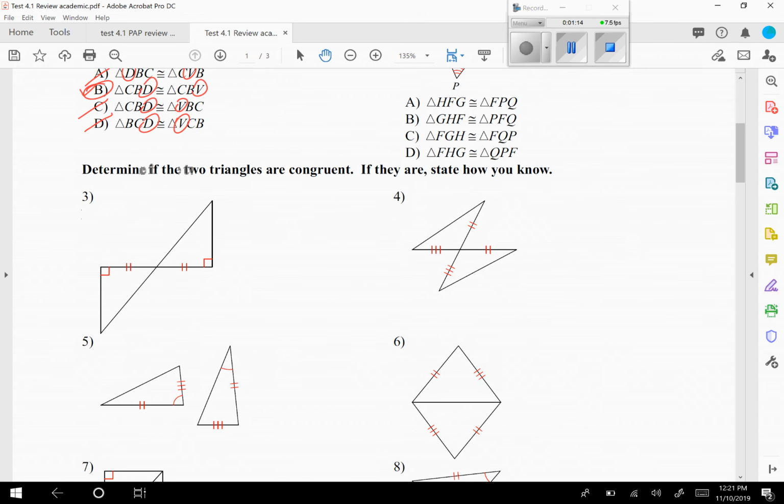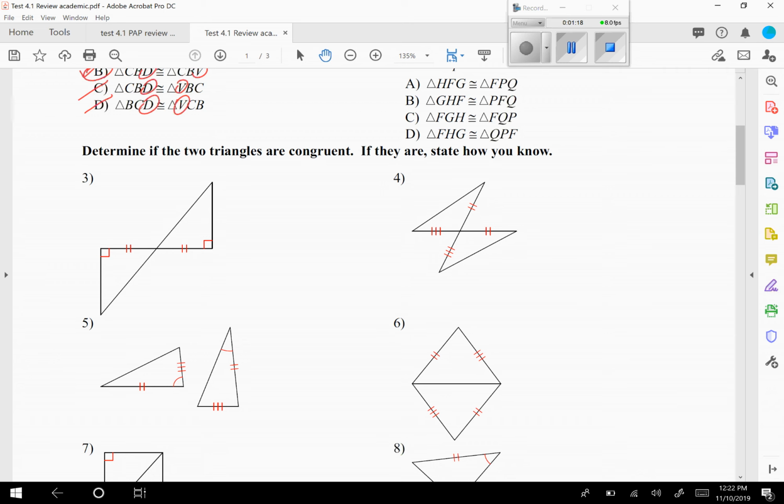Okay, it says determine if the two triangles are congruent. If they are, state how you know. Okay, so number 3. We're going to look at this one. First, I'm going to see these right angles. So first I'm going to think about hypotenuse leg. Right away I see I have these sides here. So those would be my legs. But then I look at my hypotenuse. Your hypotenuse is the side that's across from the right angle.